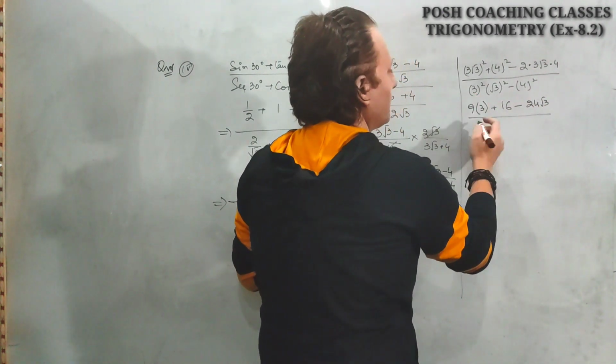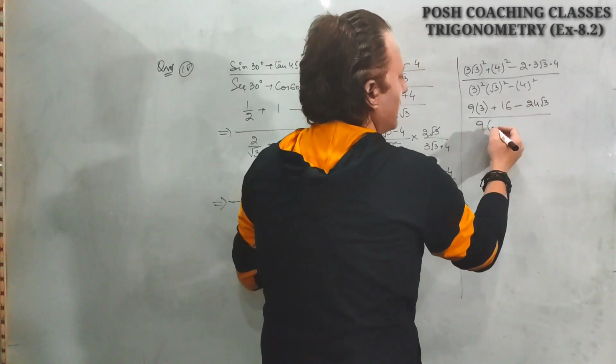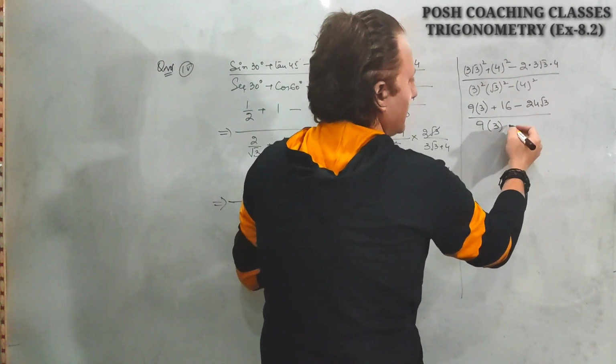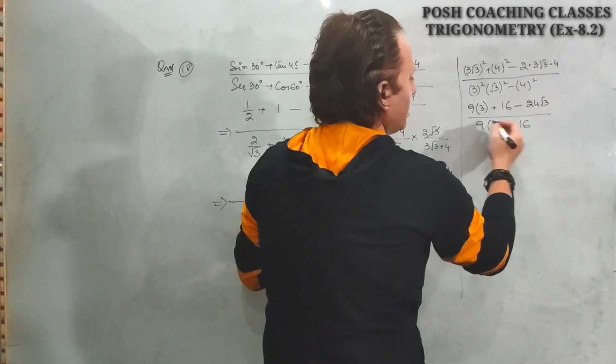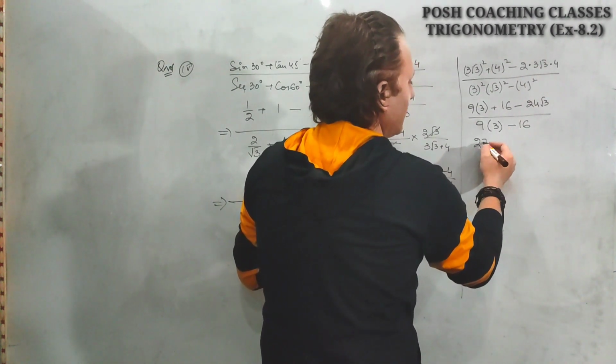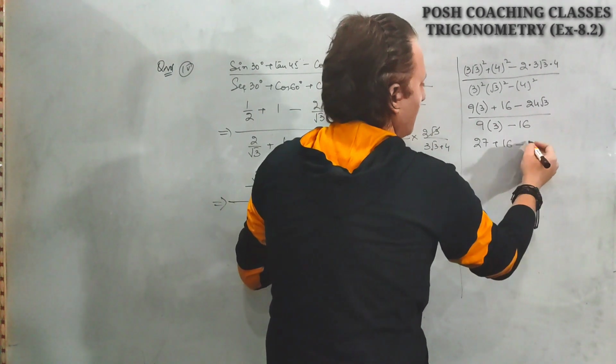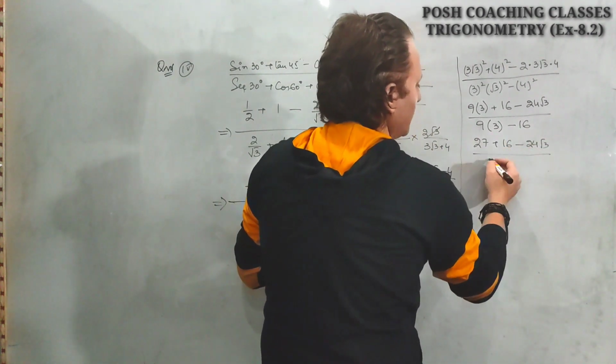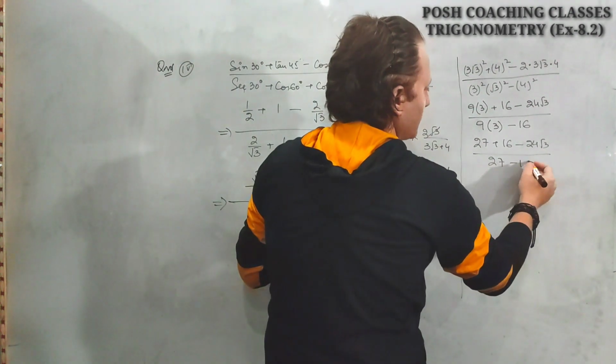Now here what do we have? 3 multiplied by 3, 9. Then we have 3 because under root and square gone. And then we have 16. So this is 9 3 27 plus 16 minus 24 root 3. Here what do we have? 9 3 27 minus 16.